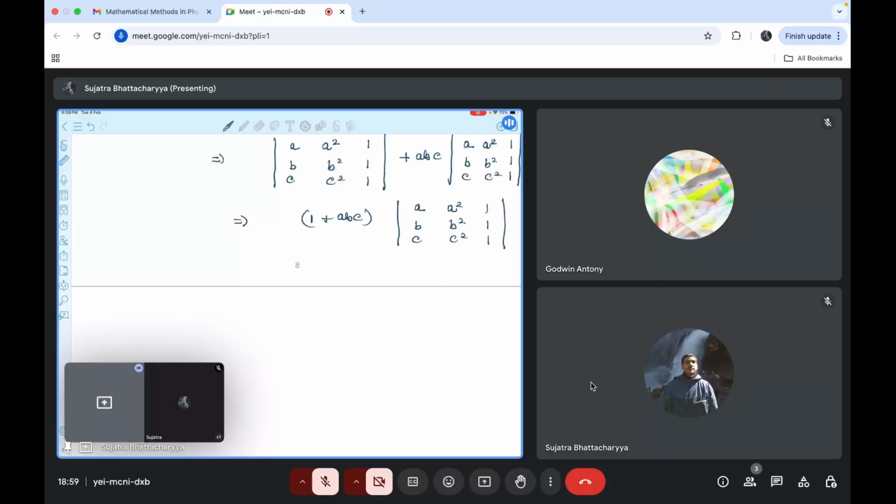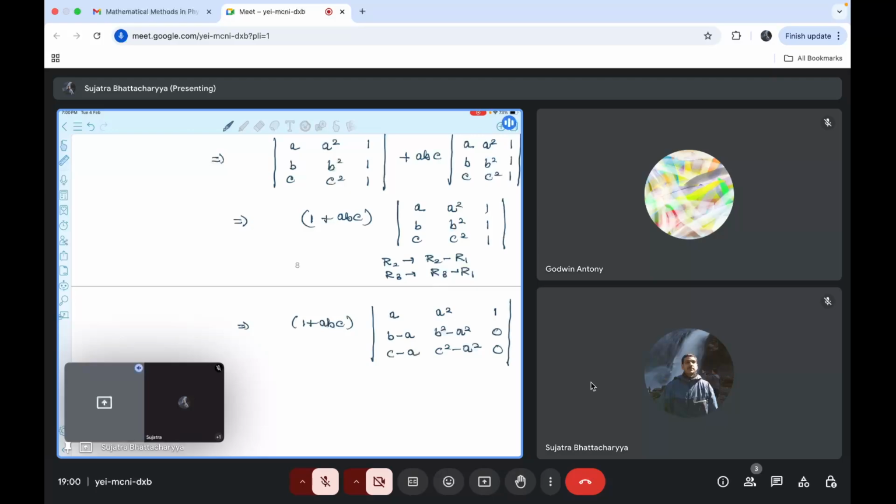Okay. So now what you will do is that you can do some row reduction technique, like you can do R2 equal to R2 minus R1, R3 minus R1. So what will it give you? 1 plus ABC as it is, nothing to be changed. This will be A, okay? This will be now B minus A, this will be C minus A, this will be A square, this is B square minus A square, C square minus A square, and this is 1, 0, 0.